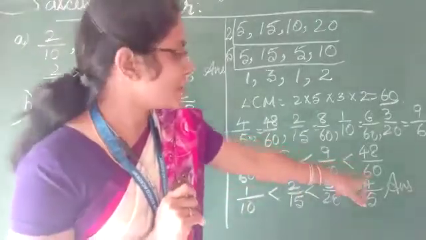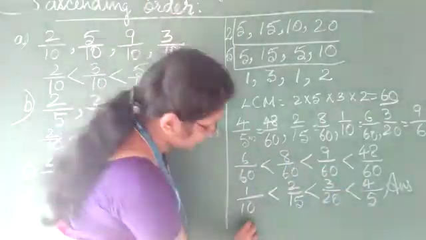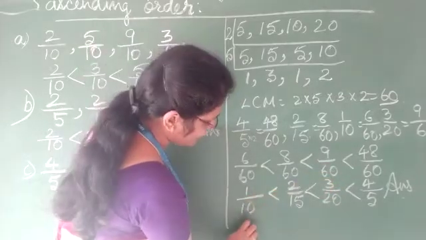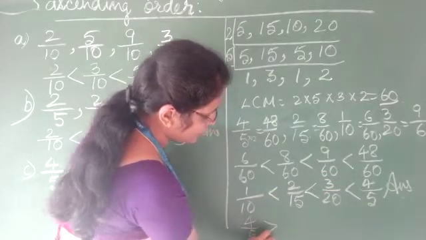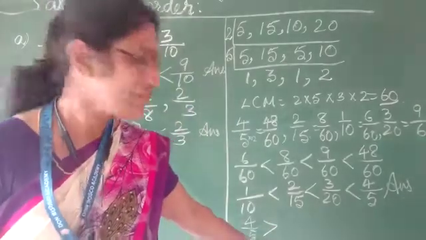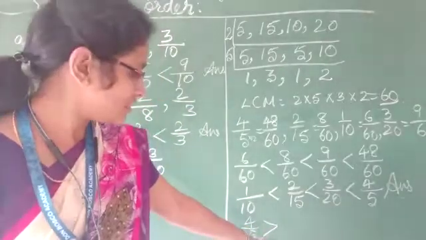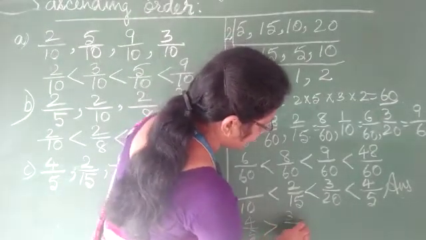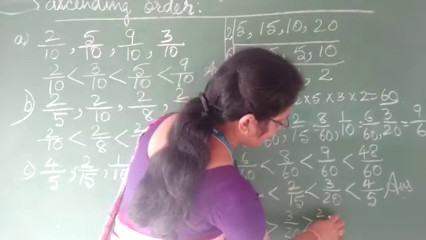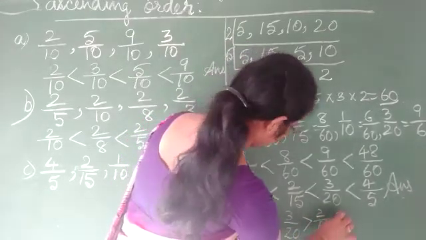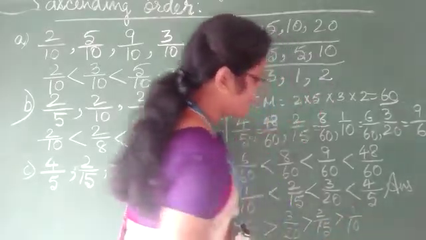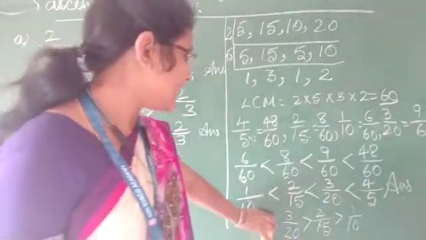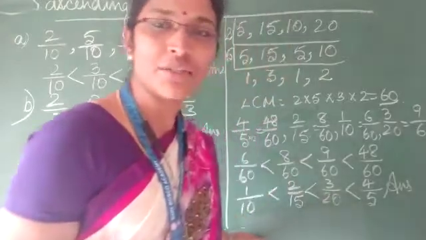Then how will it come? 48 by 60, the answer I will say 4 by 5 will come here. Then the sign is greater than. We will change the sign. 4 by 5 is greater than 3 by 20, greater than 2 by 15, greater than 1 by 10. This is the way we get the answer when we write the same numbers in descending order. Hope all of you understood.